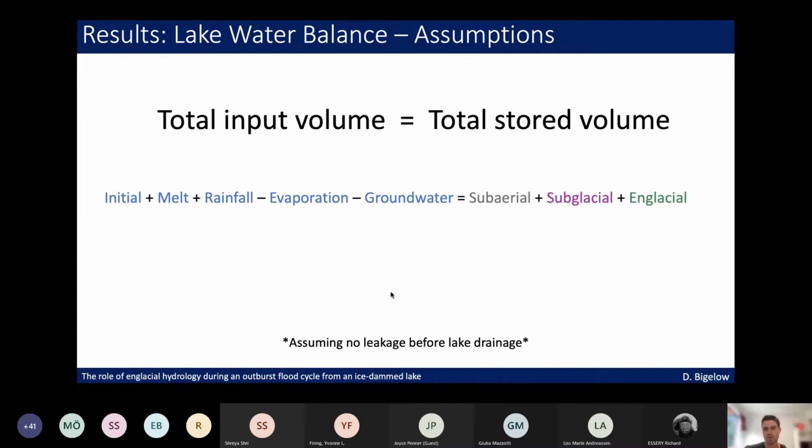I should also note that a big assumption of this calculation is that there's no leakage before the lake drainage, which is entirely possible, but will have to remain a limitation of this calculation. Secondly, we also ignored evaporation. It's fairly safe to assume that it's relatively low in this part of the world. And also groundwater we neglected. It could be a major component, but we really don't have any data. So once again, it's a limitation of this study.